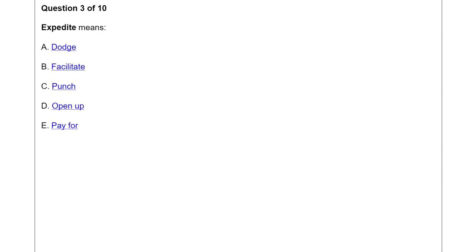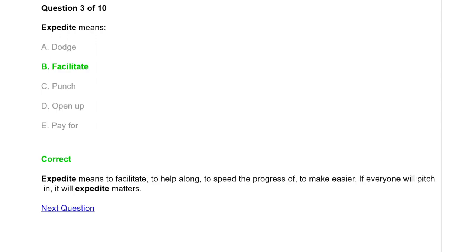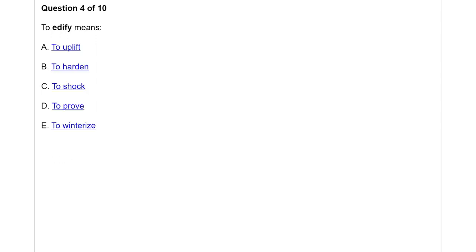Expedite. To expedite means to facilitate, as we saw earlier. Right. Edify. Edify means to build up. And how would they describe it? Ooh, to uplift or to harden. I was edified. I think in general it's more positive than to harden, which is more of a neutral word. To uplift. That speech was very edifying.